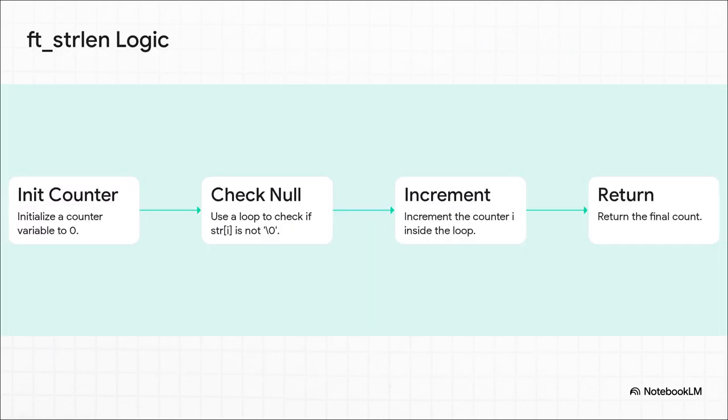Here's your logical roadmap for exercise 00. My biggest tip for you here, keep it incredibly simple. First, just set your counter variable, an integer, to 0. Second, set up a basic while loop that checks if your string at index i is not equal to that null character. Third, safely increment your counter right inside that loop. And fourth, return the total value. Seriously, do not overcomplicate this with fancy pointer arithmetic if you aren't comfortable yet. A simple array index works beautifully and it'll pass the test every time.